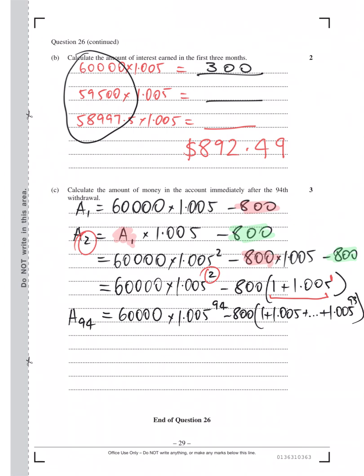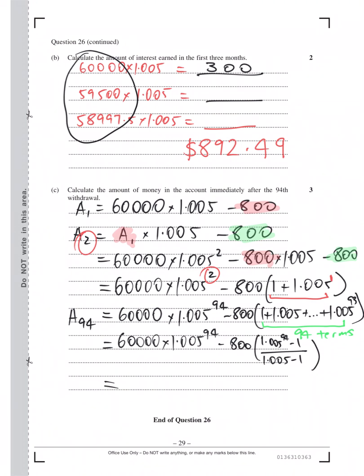Now, once again, as I said, there are 94 terms in there, or there are 94 lots of 800 that have been deducted, but the highest power is 93 because the first one is a 1. Now, if I do use my sum of GP formula, 60,000 times 1.005 to the 94, that is just my compound interest, minus 800 outside of, well, my first term in this GP is 1, so it's 1.005 to the 94 minus 1 over 1.005 minus 1.